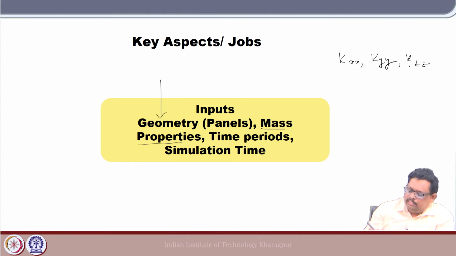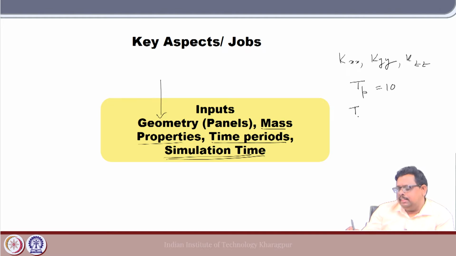And also you have to give the input of which time period you want to use, so that you can get the response. So, the time period, let us say it is 10 second or 15 second, whatever, and also you need to give the total simulation time. You can call this T max. It is how many seconds, is it 20 second or 100,000 second or whatever. So, this is the general input that is required to run this code.